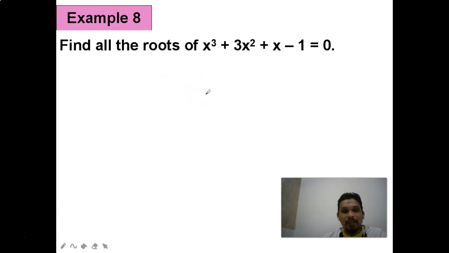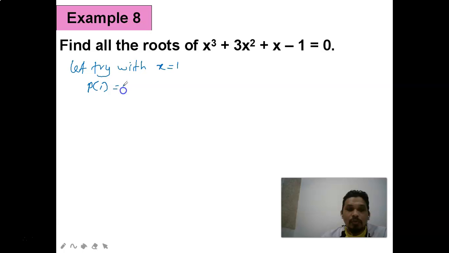Example A. Find all the roots of this polynomial: x cubed plus 3x squared plus x minus 1. Okay, for this question, it did not give you any single roots or zeros, meaning we need to find at least one of the roots by inspection or by trial and error. So let's try with x equal to 1.